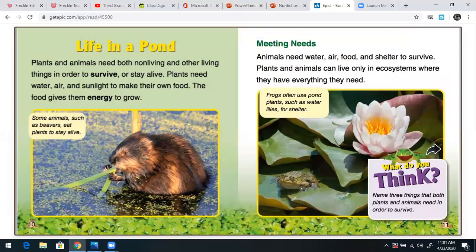Life in a pond. Plants and animals need both non-living and other living things in order to survive or stay alive. Plants need water, air, and sunlight to make their own food. The food gives them energy to grow. Meeting needs. Animals need water, air, food, and shelter to survive. Plants and animals can live only in ecosystems where they have everything they need. So if you look at this page, we see that survive and energy are words in bold. They are the vocabulary words, just like they were the same vocabulary words from yesterday's books. So if you're not sure what survive and energy mean, you can always look back at the glossary.